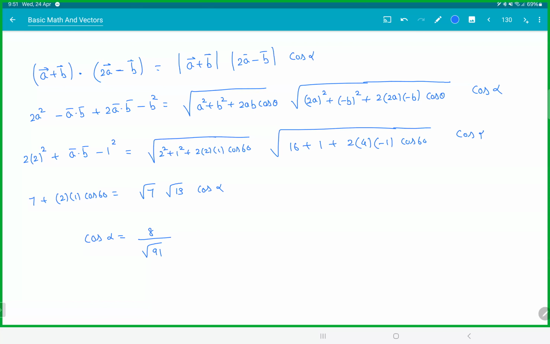Have a look at this. The problem is lengthy. It's a good one, but it is a lengthy one. Do have a look at the steps. On the right hand side, this is the parallelogram of vectors. Left hand side is a dot product. It's a combination of both. Don't get confused between alpha and theta. Alpha is the angle between the new vectors. Theta was the angle between a bar and b bar.